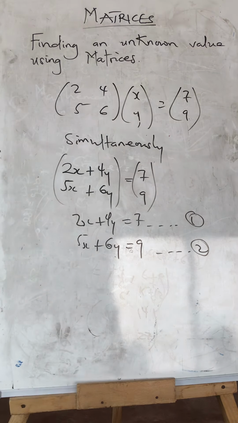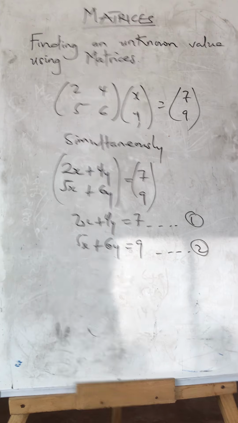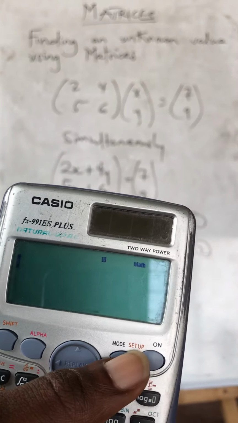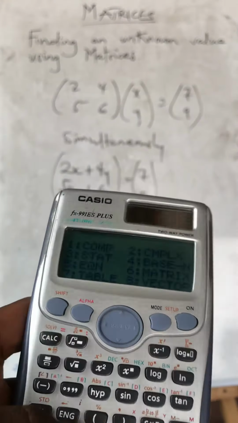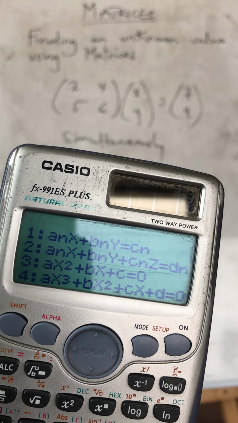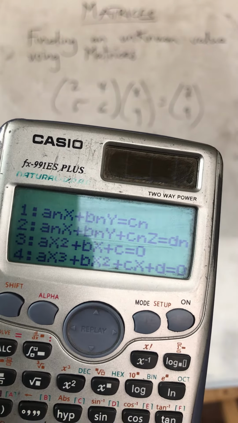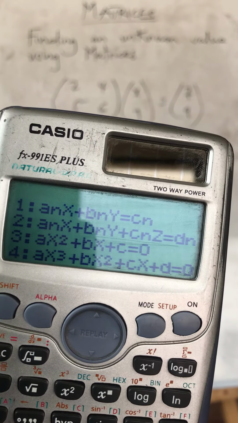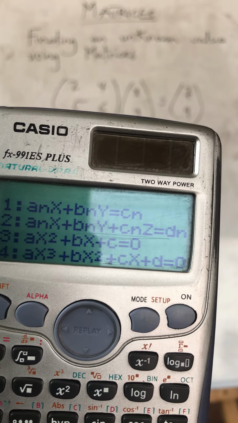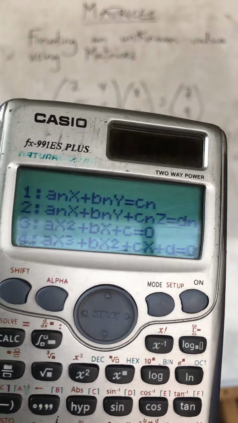So you can now solve this simultaneously, and for simultaneous equations, the calculator can help you. When I switch on the calculator, I go to mode and select equation, which is 5. When I select 5, I see 4 different options. The first is for simultaneous equations of only 2 variables, x and y. The second is for simultaneous equations of 3 variables, x, y, z. So this one is only x and y, which means we are looking at 2 variables, so I'll select the first one.